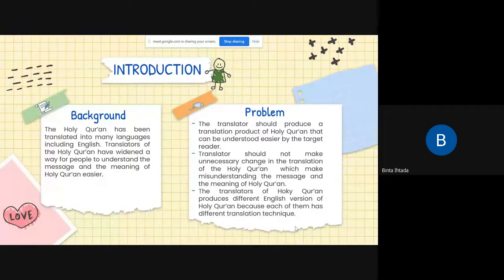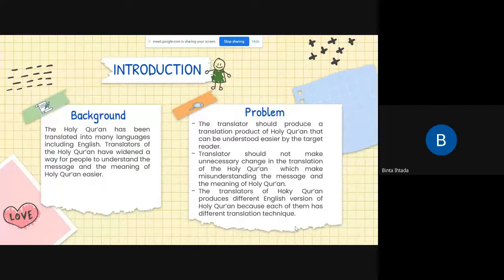The translators of the Holy Quran have written a way for people to understand the message and the meaning of the Holy Quran more easily. The different translators of the Holy Quran produce different English versions of Al Quran because each of them uses different translation techniques to translate Al Quran.